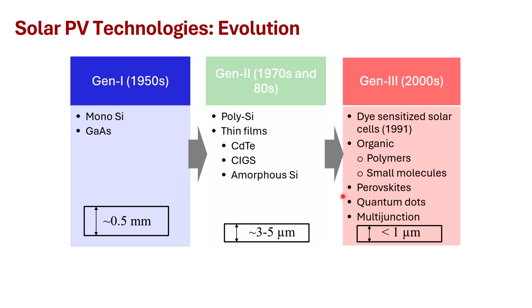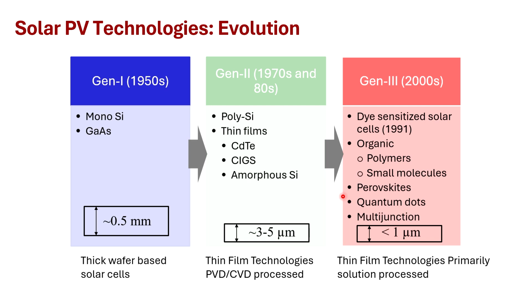And then in generation 3, with the exception of dye sensitized solar cells, materials such as organic materials including polymers and small molecules, perovskite solar cells, quantum dot solar cells, multi-junction solar cells of different types, use materials even in smaller quantities, thickness less than 1 micron. And this is how the whole evolution has taken place.